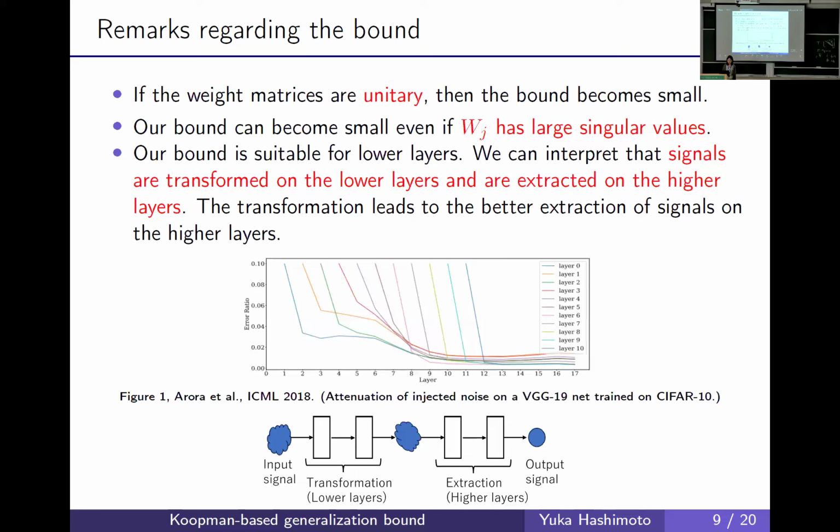I will explain in detail later, but the bound is suitable for lower layers. It means the layers near the input. Because our bound is suitable for unitary operators, it is something like the rotation. So we can interpret that the input signal is transformed by the unitary operators, like rotation, and then the signal is extracted by the higher layers. And our bound is suitable for the lower layers.